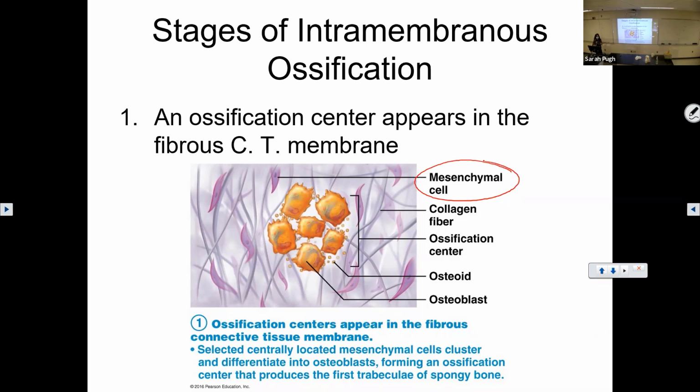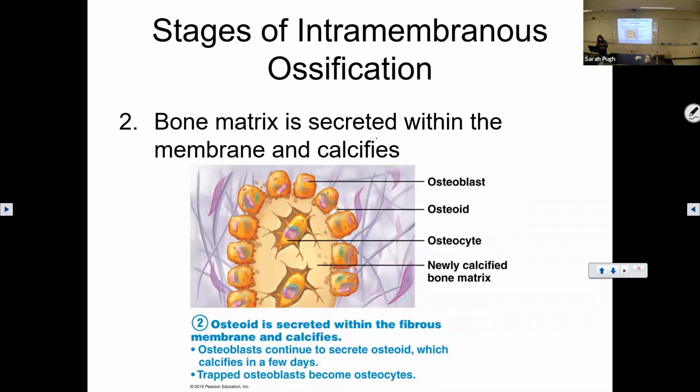Okay, so that is what's happening. We have some of those mesenchymal cells become osteoblasts. Remember, B for build. You can see them here in the middle. And we call that little area of osteoblasts an ossification center. So that's going to appear right in the middle of that membrane. And those osteoblasts are going to start making a bony matrix. And you can see they've made that bone.